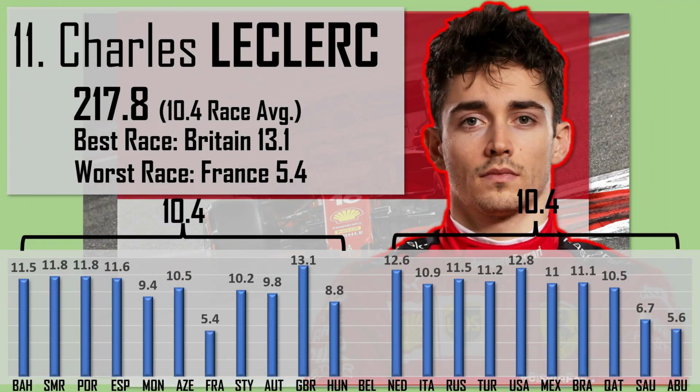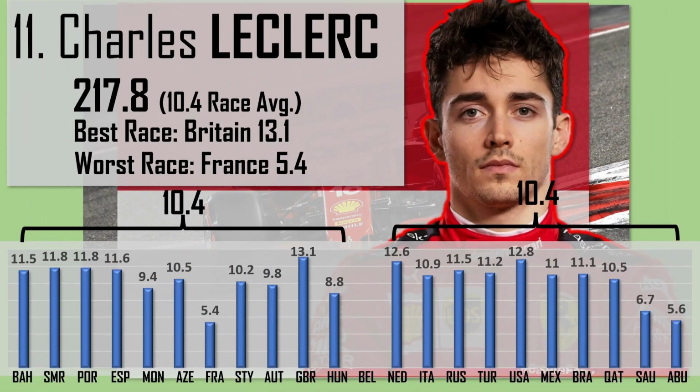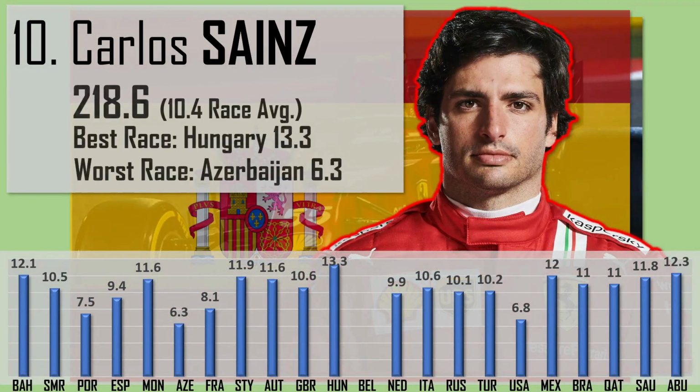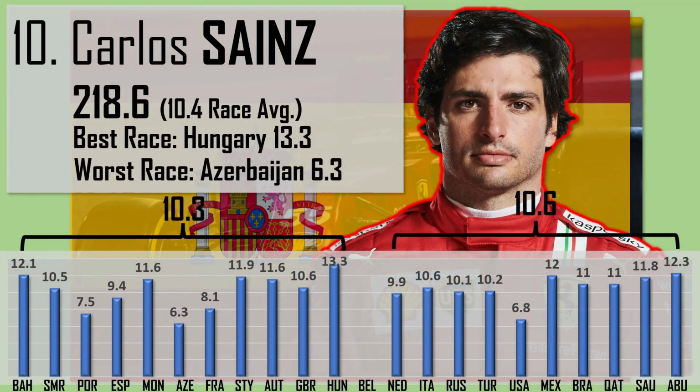But from Leclerc, we will now head into the top 10, and P10 is Carlos Sainz. He ended up scoring 218.6 with a 10.4 race average, with a best race result of Hungary 13.3 and then Azerbaijan being the worst of 6.3. However, unlike Leclerc, Sainz actually had a better end to the year, scoring an average of 10.6 across the last couple of rounds and 10.3 compared to the first half of the year.